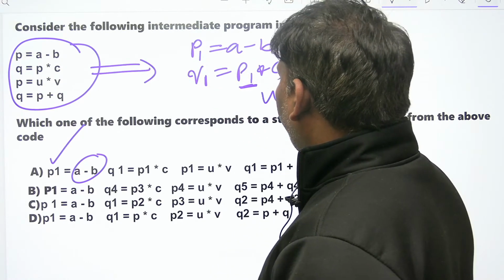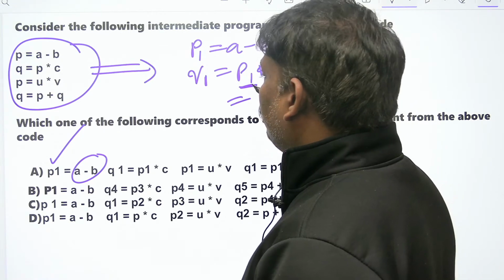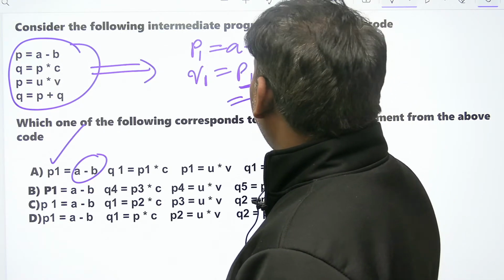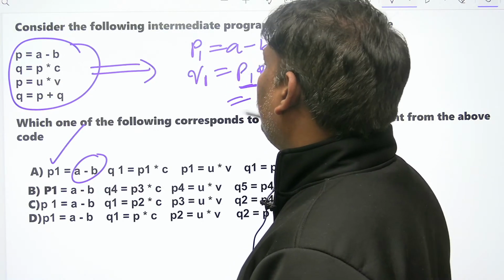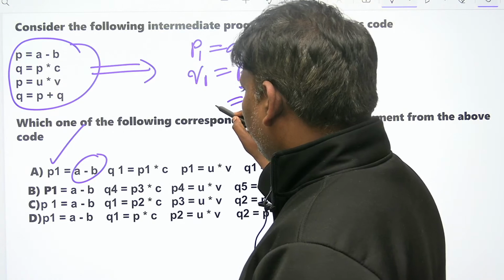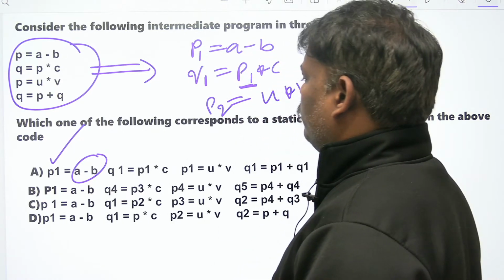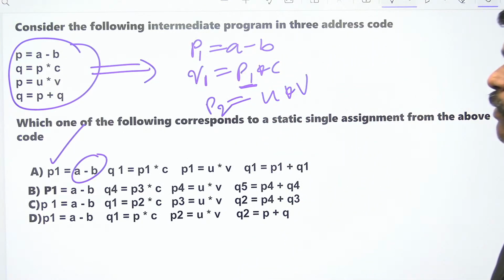What is the next? U into V goes to where? P. But remember, in static single assignment, on the left hand side you cannot use the same name again. So because of it, just give P2. Don't give the same name. On the left hand side of the assignment, two variables cannot have the same name. That is the meaning of static single assignment. One name having one meaning.